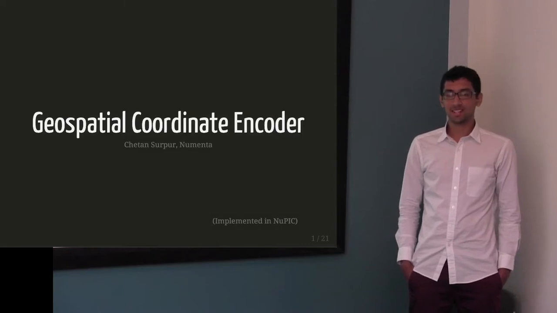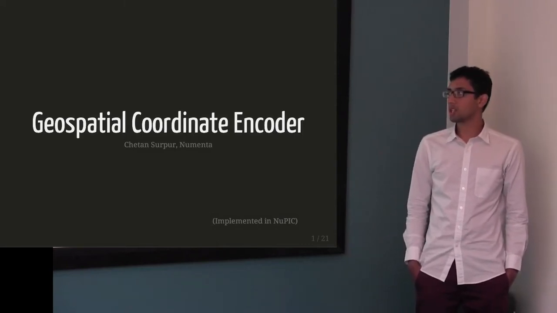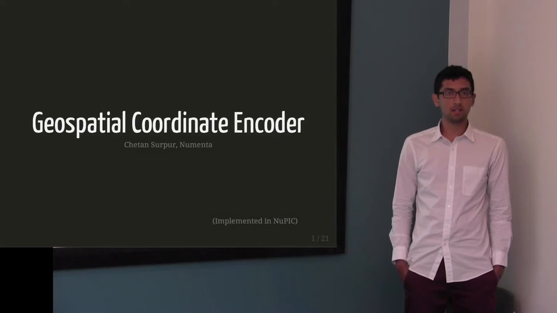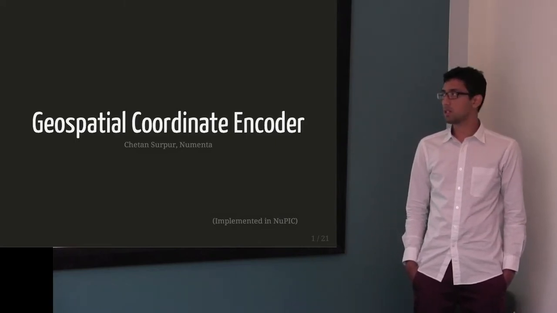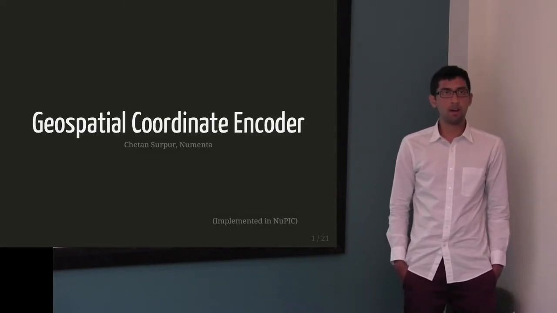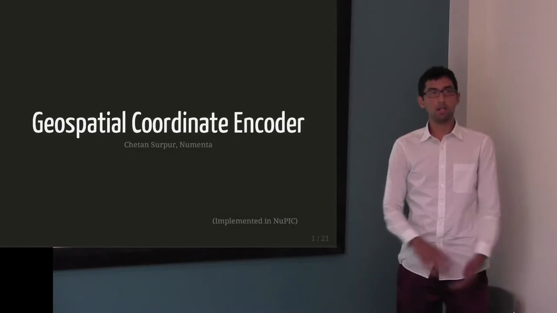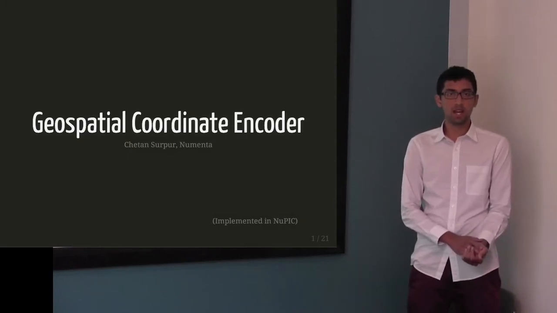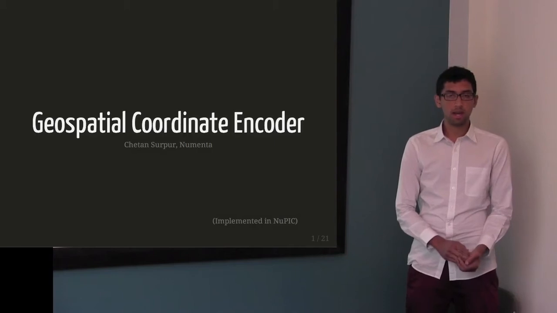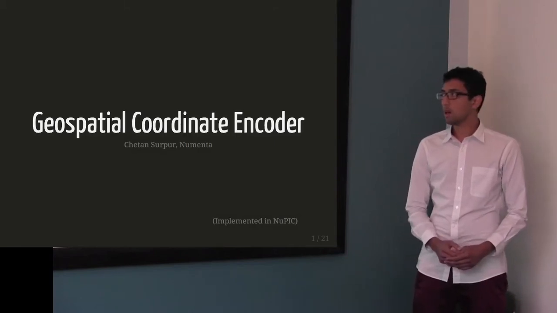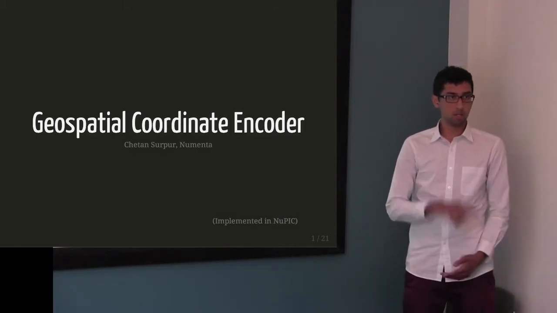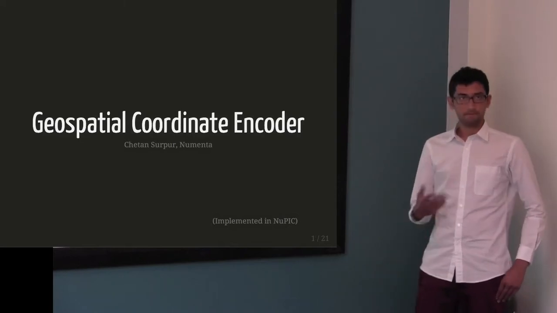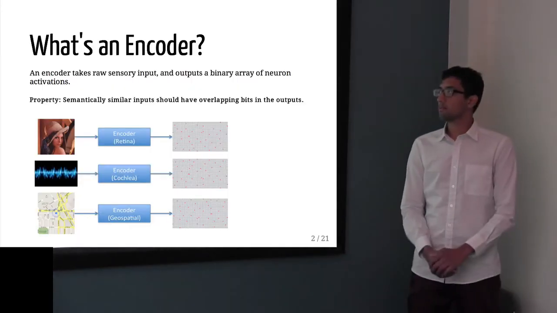So this is an explanation of the geospatial encoder that's in NuPIC currently. And this is more in depth on how the encoder works, how it achieves its properties, and how it works inside of the Hound demo that we recently released, which is the anomaly detection for GPS movements. So we'll start with some basics.